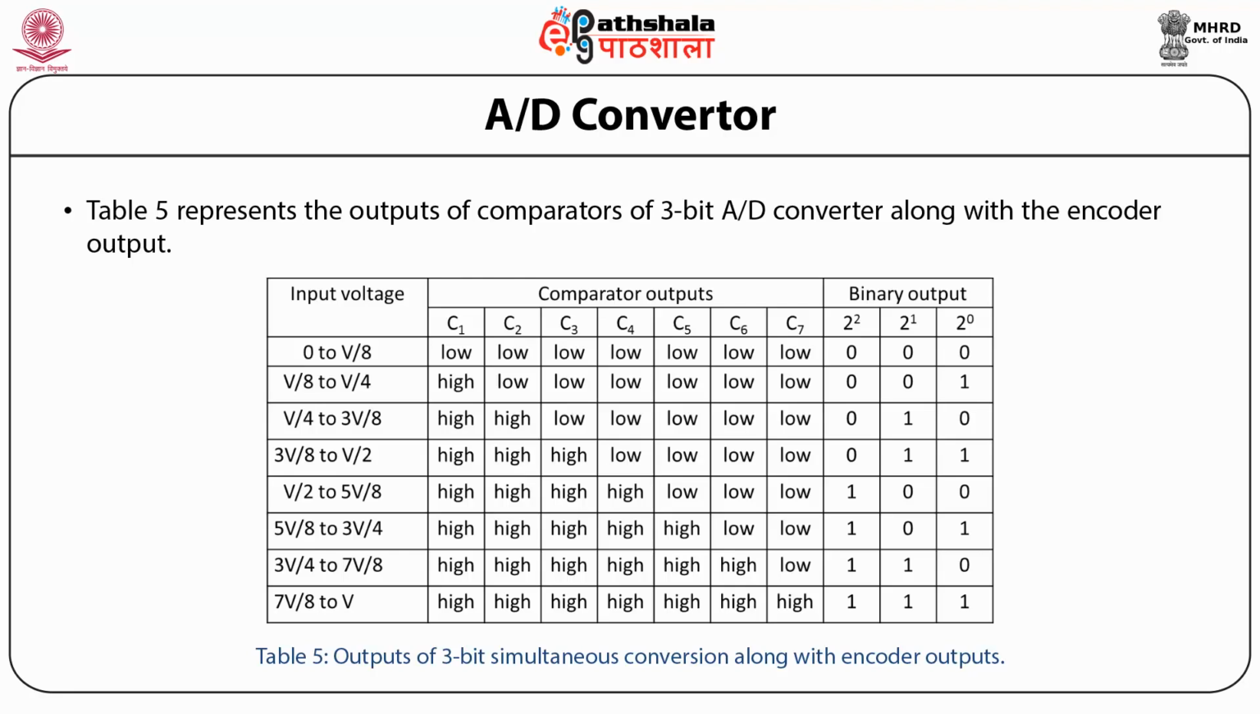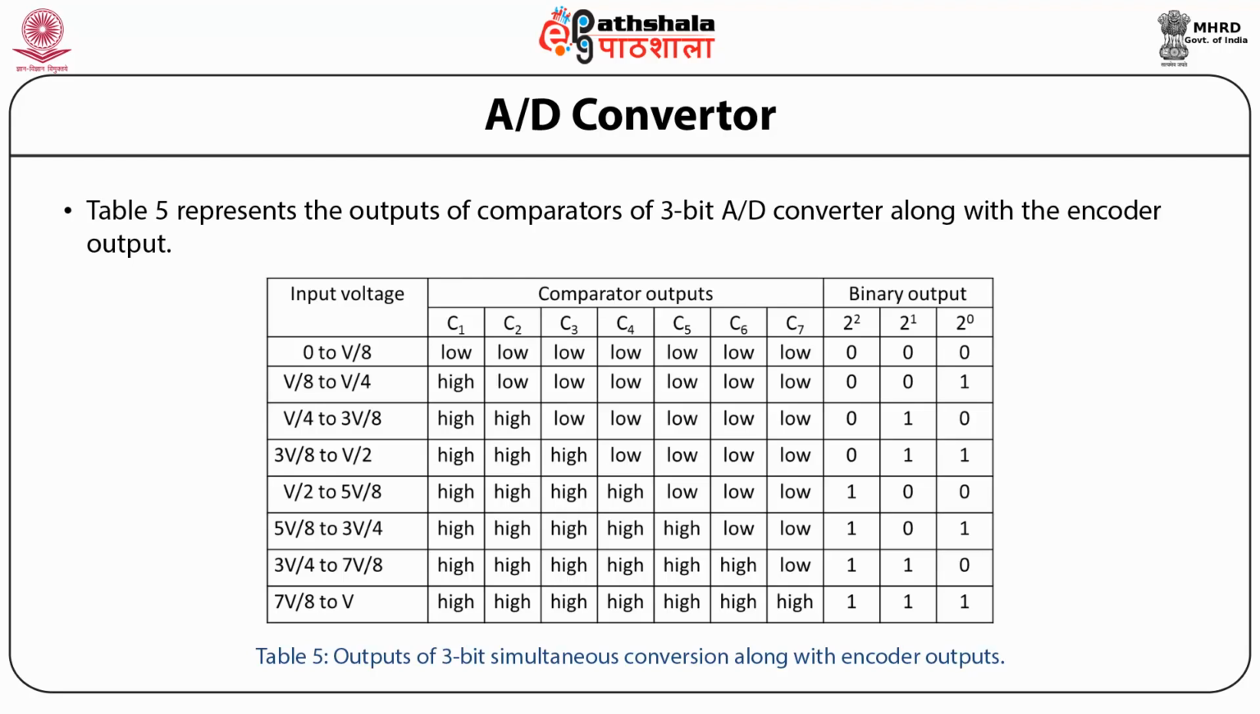For an input voltage varying from V by 8 to V by 4, only C1 is high and all the others are low. For the input voltage corresponding to V by 4 to 3V by 8, C1 and C2 are high and all the others are low.